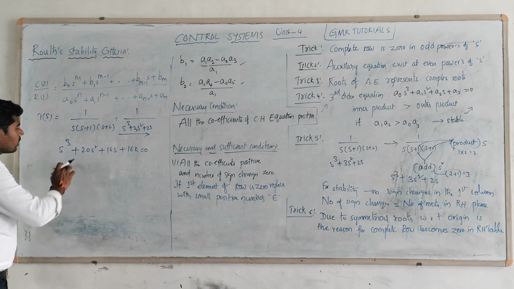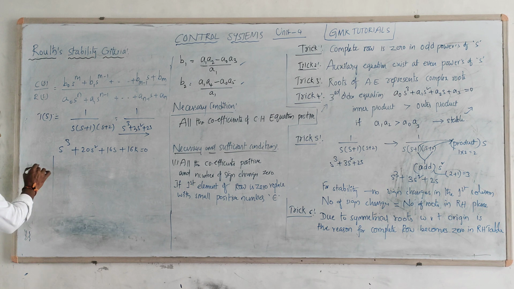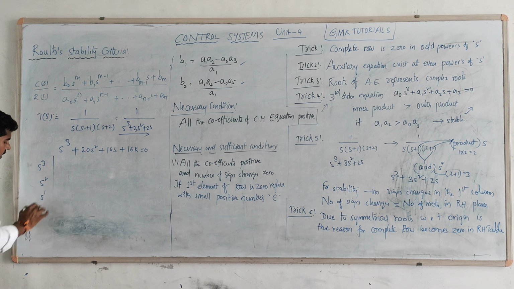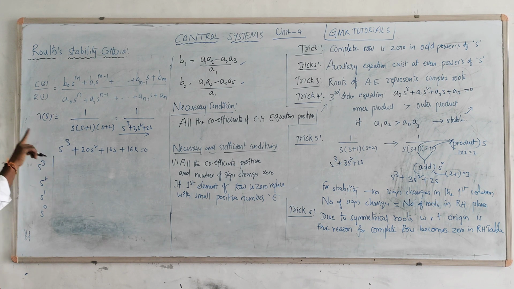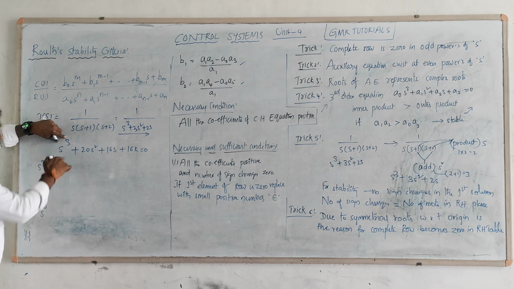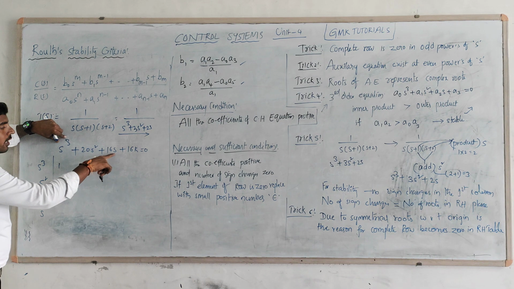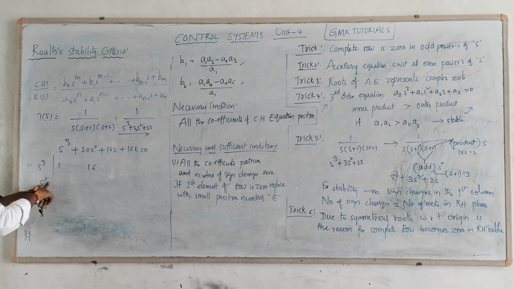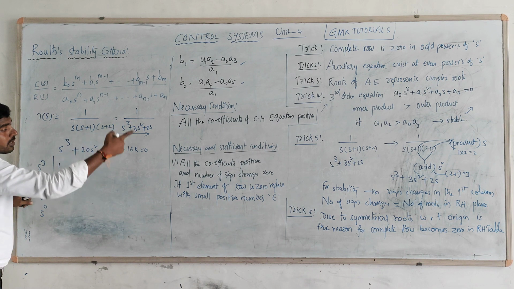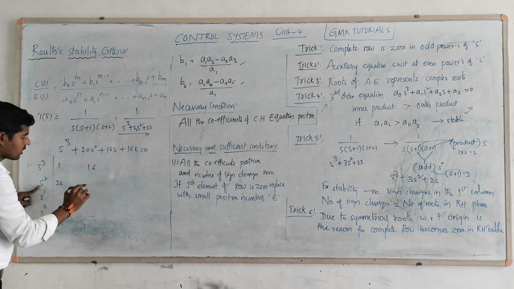So let us see here the generalized pattern for this one. So s cube, s square, s power 1, s power 0. S cube is nothing but odd powers. Odd powers means that you have to take only odd coefficients. That is a basic thing. Odd coefficient, s power 3 coefficient 1. Odd coefficient for s power 1, 16. Okay, next is s square, even coefficient. The coefficient of s square is 20. Okay, s power 0, that is nothing but this one, 16k.